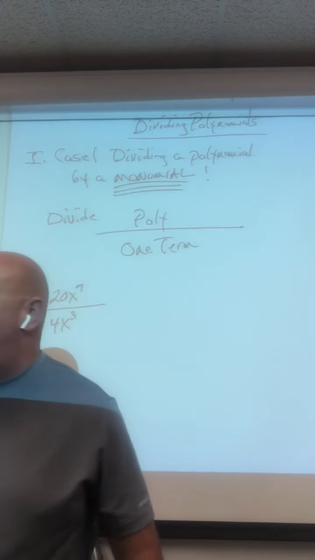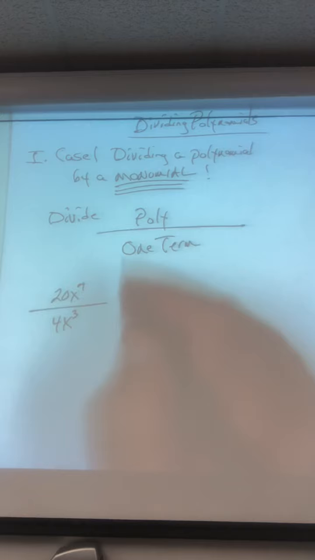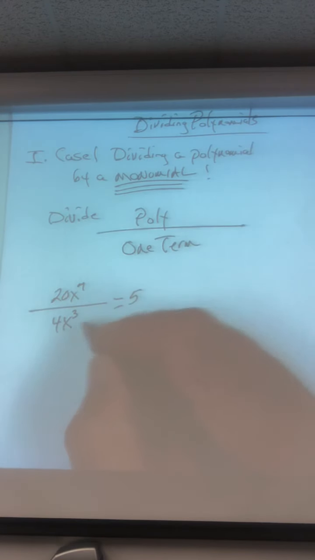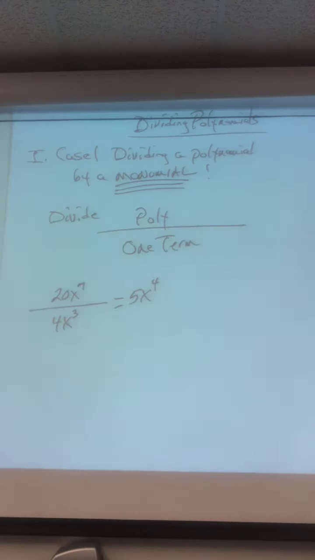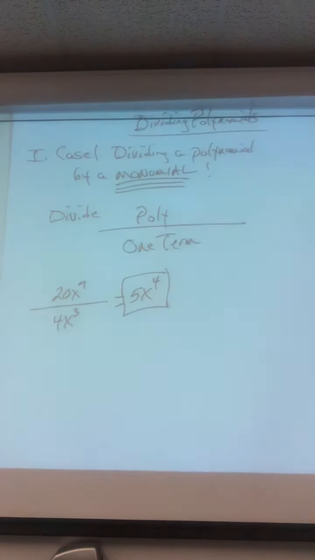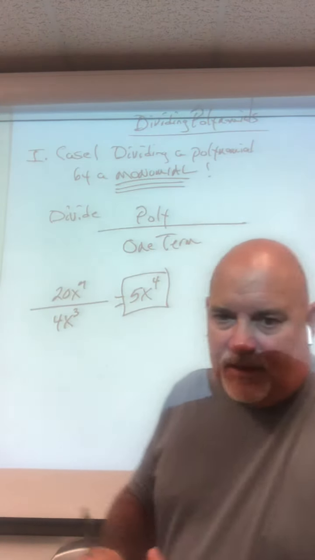That was just rules of exponents. So let's do this one. How many times will 4 go into 20? 5 times. And x3 into x7, if you remember, you subtract exponents, would be x4. We're done. That is the answer to that problem. So we have talked about dividing polynomials in here already. But that's not what we're going to talk about in this section.